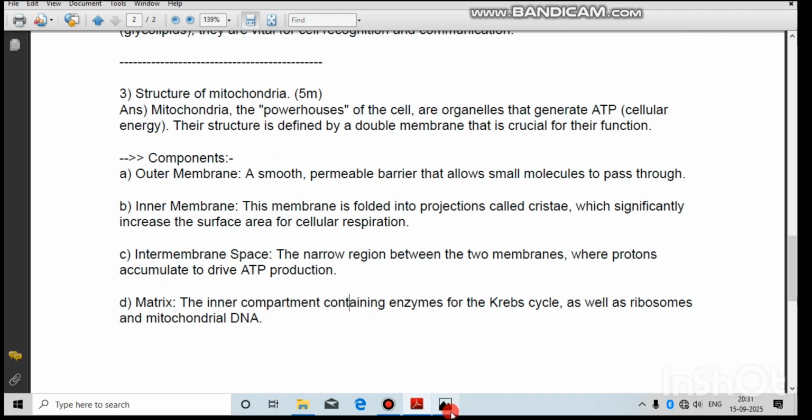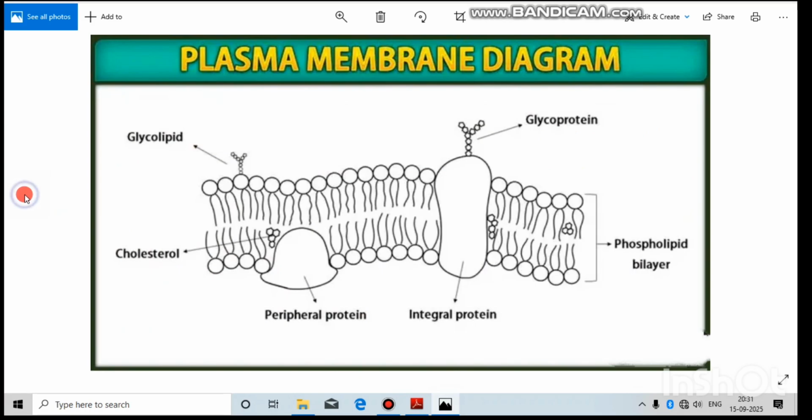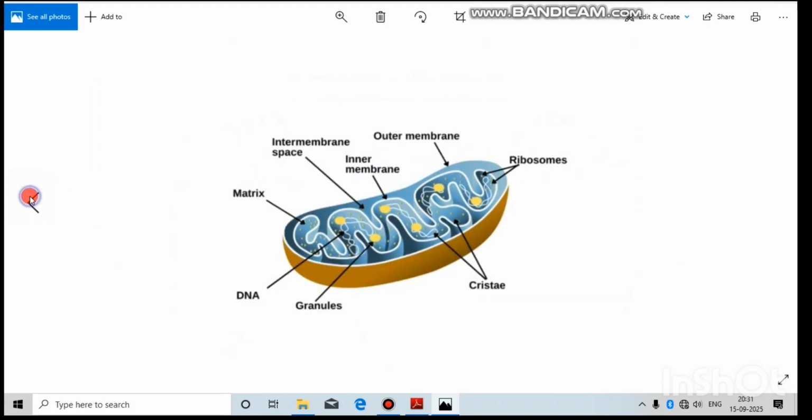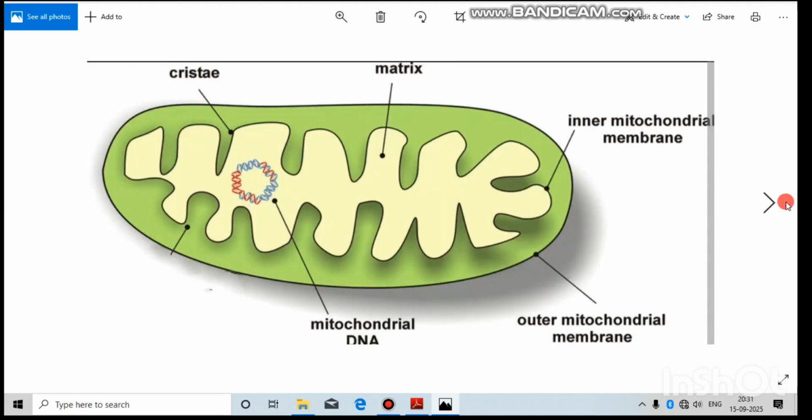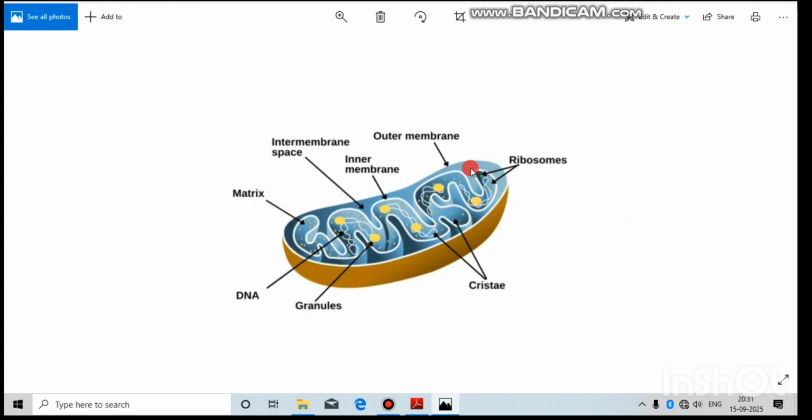Here let me just show you the diagram of it. Again, before you directly start writing the answer, first you need to draw the diagram of mitochondria. Here we have got one diagram, here also we have got one more diagram, guys. Whichever you find easy, that diagram you can take a screenshot of and practice it, guys. As you can see here we have got the outer membrane, that is a very thin and flexible membrane. Inside you can find some folded structures. That is the inner membrane, guys.